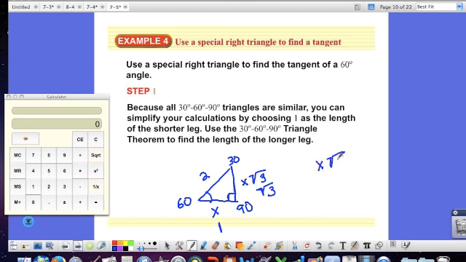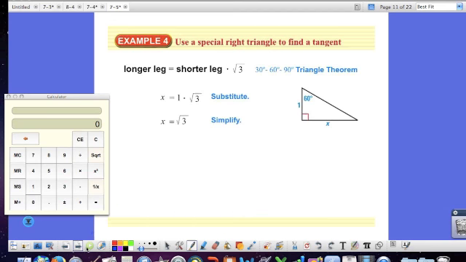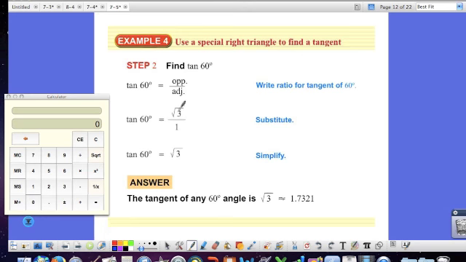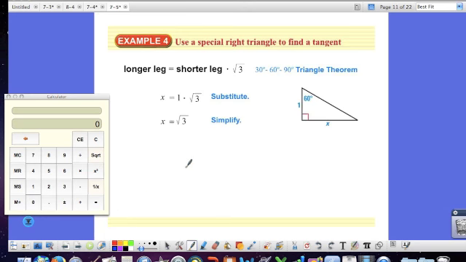If you put that into the calculator, here we're going to do this. Show you. Put radical 3 into the calculator, it's still going to be whatever the square root of 3 is, and that's roughly 1.732.